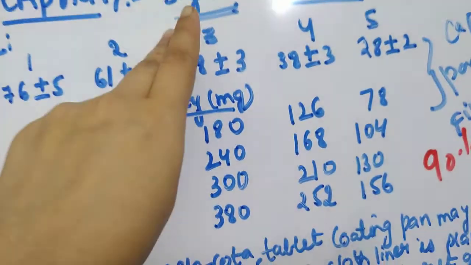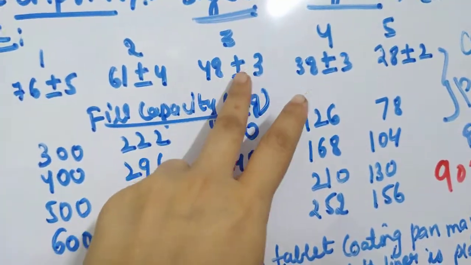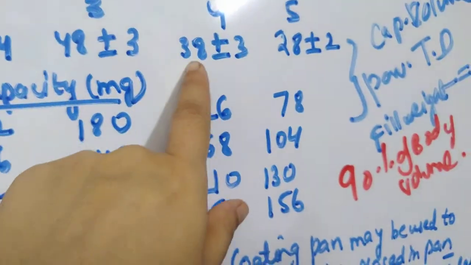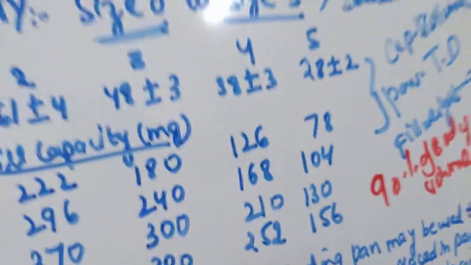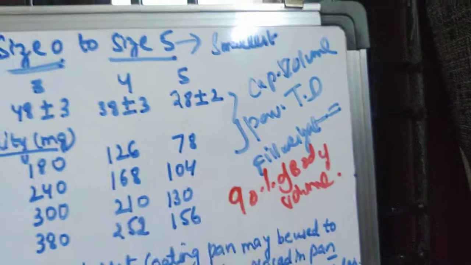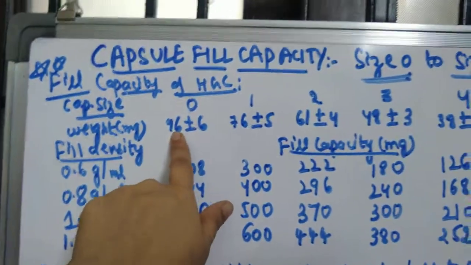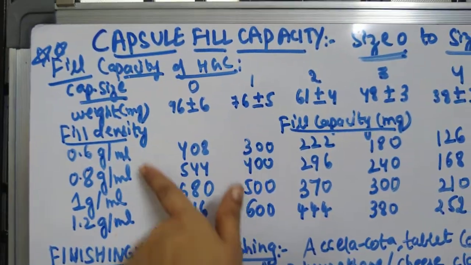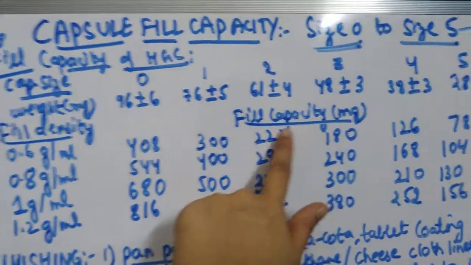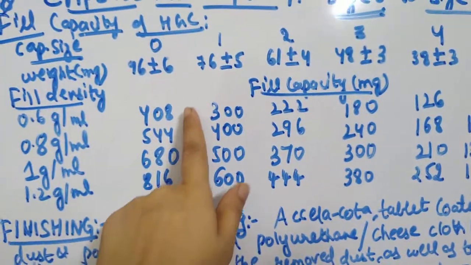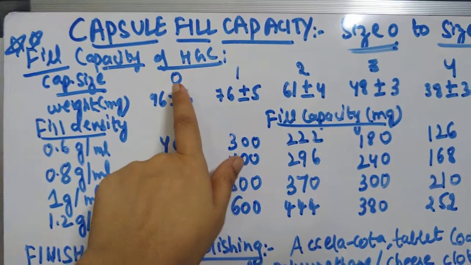For capsule size 3, the weight is 48 plus or minus 3 mg. For capsule size 4, the weight is 38 plus or minus 3 mg. For capsule size 5, the weight of your empty capsule is 28 plus or minus 2 mg. So this is the size of the capsule and this is the weight of the empty capsule. If this is the powder fill density, then what is your fill capacity? That means how much powder you can fill in this particular size, in mg.